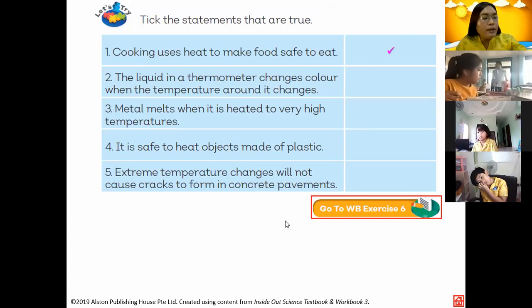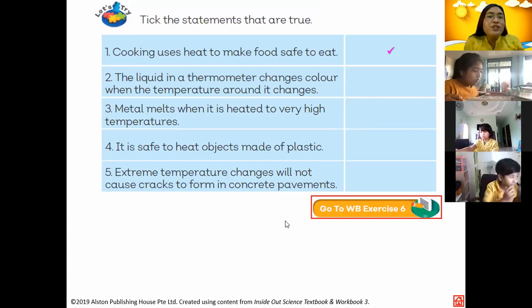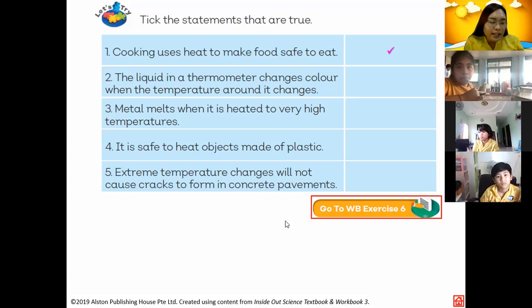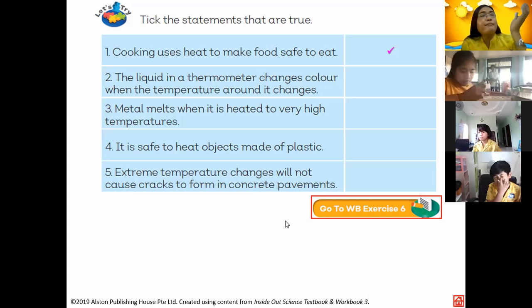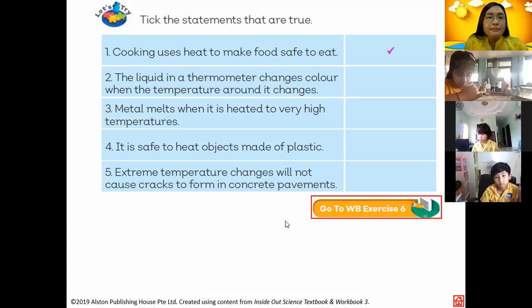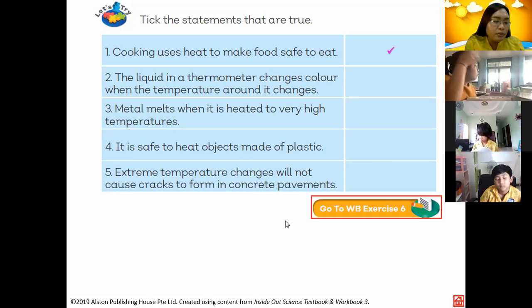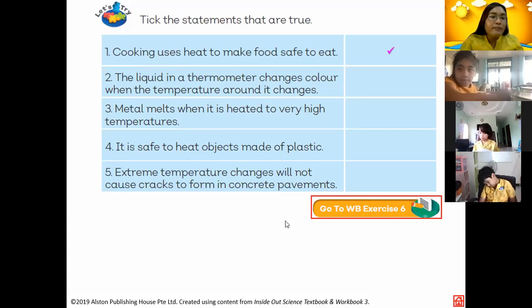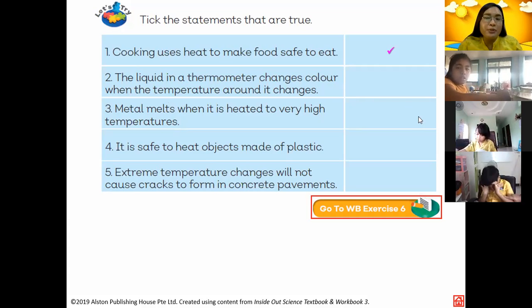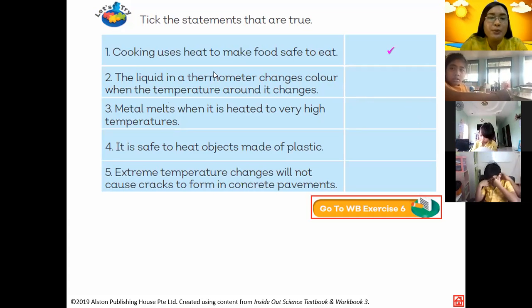All right, now what about number two? The liquid in a thermometer changes color when the temperature around it changes. Is it true or not true? So here it's not true, okay? So do not take number two.